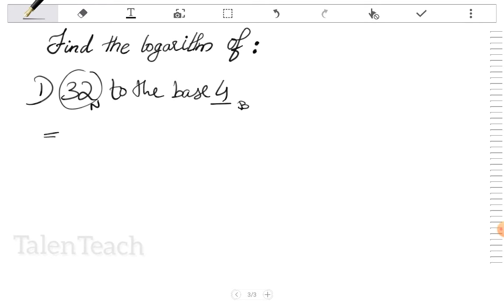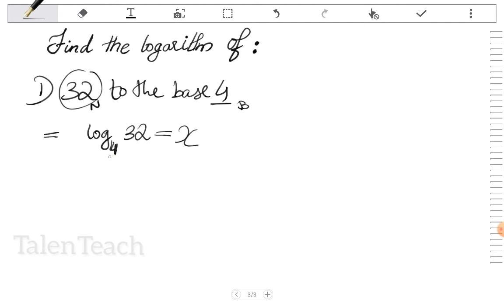So the first step is to write this in the logarithmic form. Logarithmic form means logarithm of the number, here 32, to the base, here 4. The power is not given, we have to find it, so we can give it any variable, here x. So logarithm of 32 to the base 4 is equal to x.